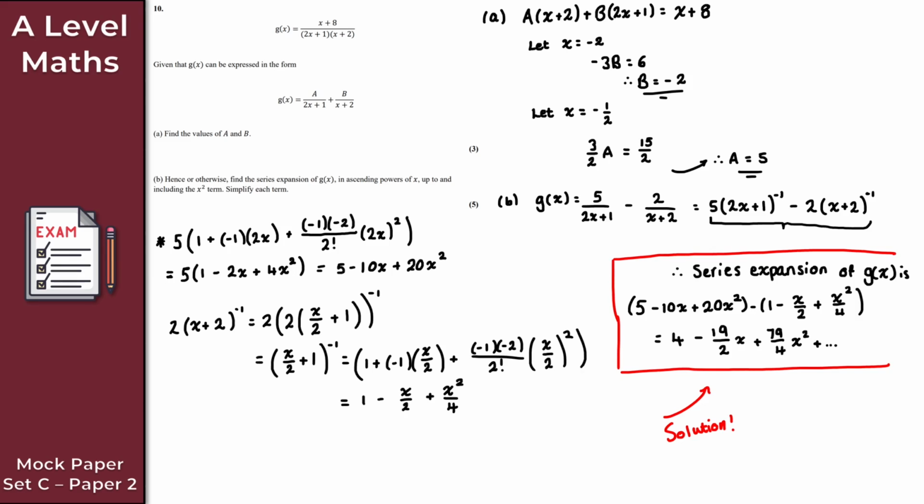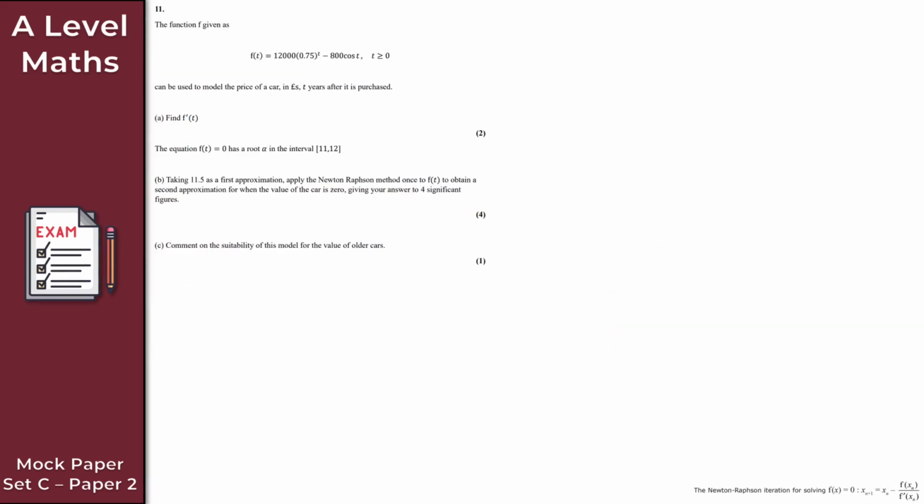But there we have it, right? So hopefully not too challenging there in terms of difficulty. But there we have it. So that gives us the solution there to question 10. Now for the next question here, we have question 11. And what we're given here is the function f as follows. And the function f then can be used to model the price of a car in pounds t years after it's purchased.